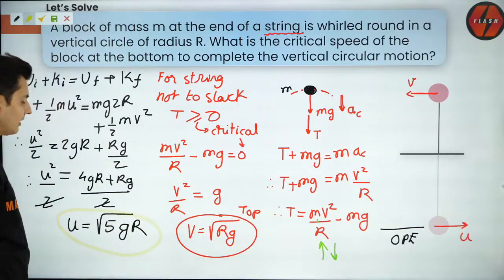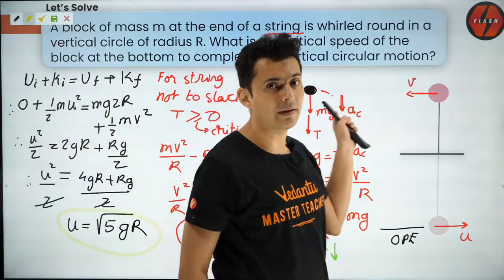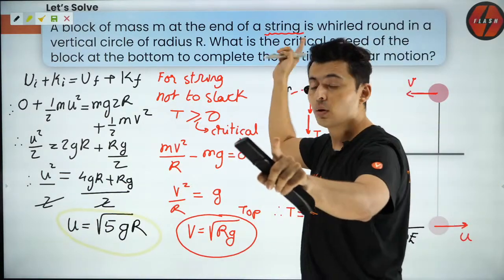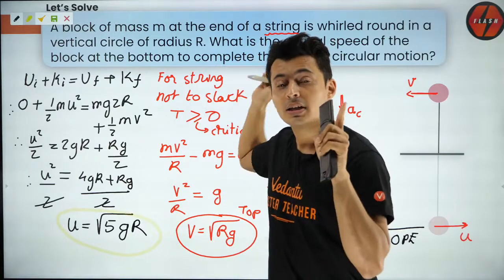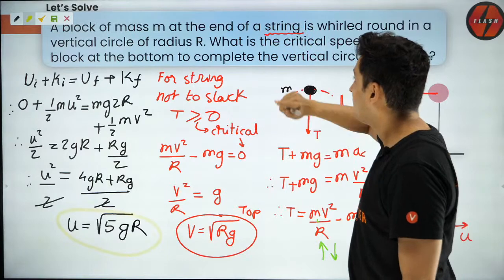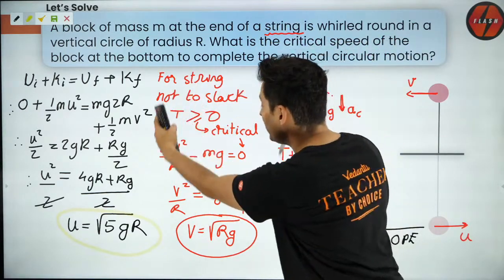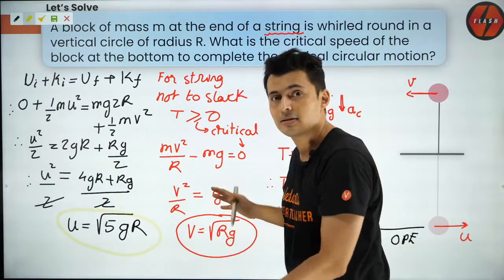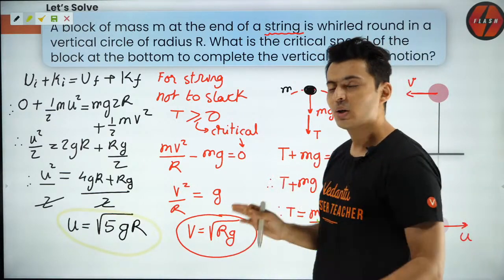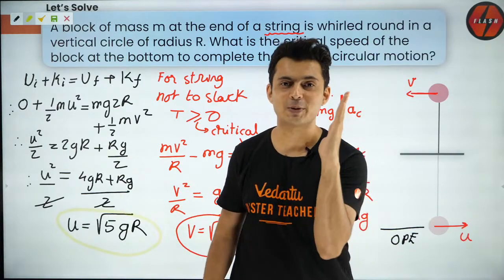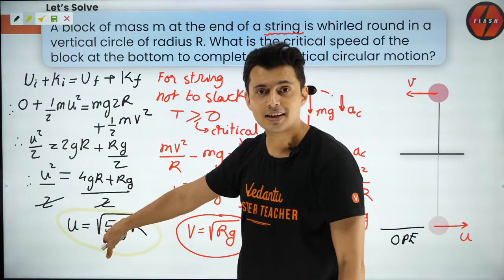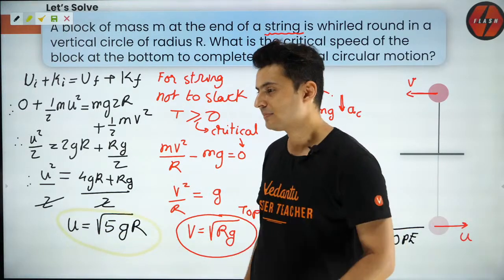So this is the minimum speed required for it to complete the vertical circular motion, else it won't do it. But this is, remember, only for a string. So read the question. JEE has tricked many people many times. If it was a rod, if it was not a string, then you don't need to do all this circus. You can just assume the speed to be 0 at the top, because the rod won't become slack. In that situation, you can try it out. The answer does not come out root 5gr, it comes out as root 4gr.